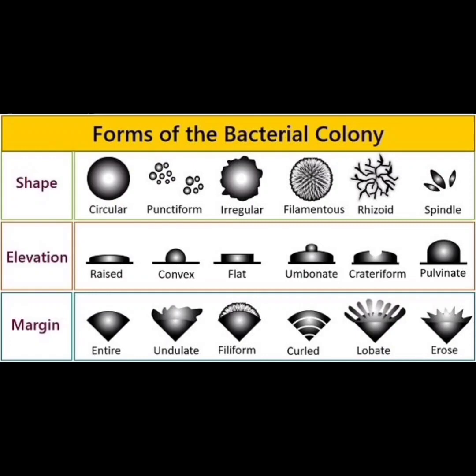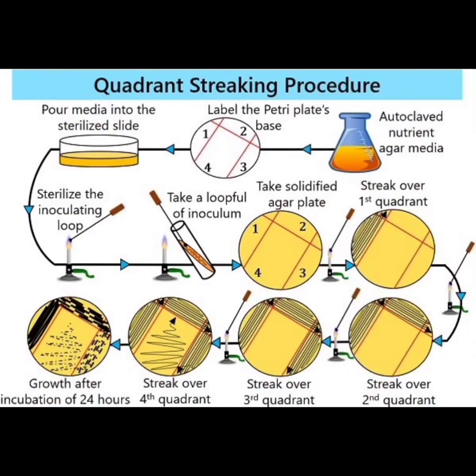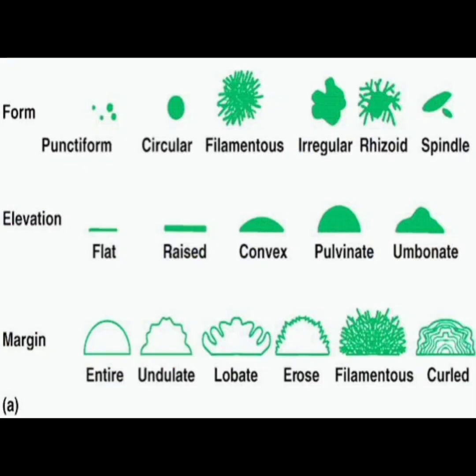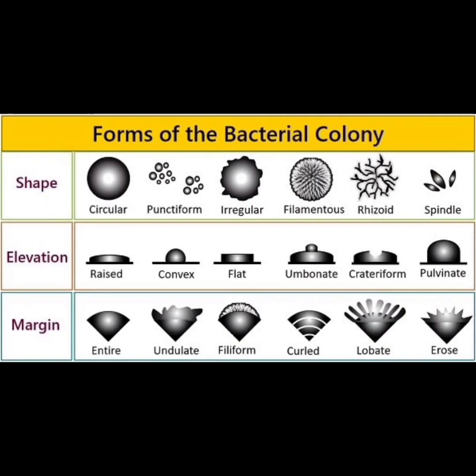Colony shape may be described as circular, irregular, punctiform, and margins may be entire, smooth with no irregularities. Undulate is wavy, lobate is lobed, filamentous or rhizoid is branch-like roots. Colony elevation features are flat, raised, convex, pulvinate, very convex, ambonate, raised in the center. Colony texture may be moist, mucoid or dry.